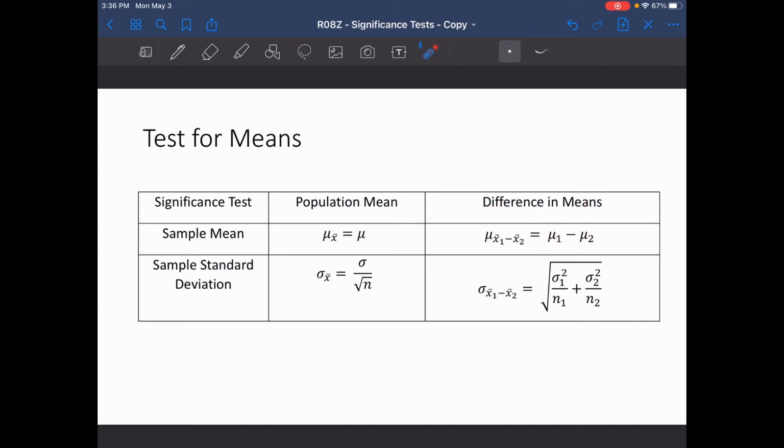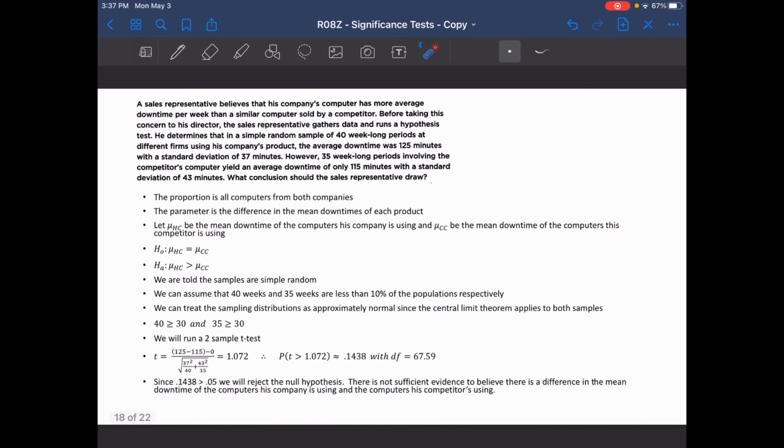minus mean 2, and the standard deviation would be the standard deviation of sample 1 squared divided by the total number in sample 1 plus the standard deviation of sample 2 squared divided by the total number in sample 2. Take the square root of all that, and that gives us our standard deviation in this case. So let's take a look at this example.